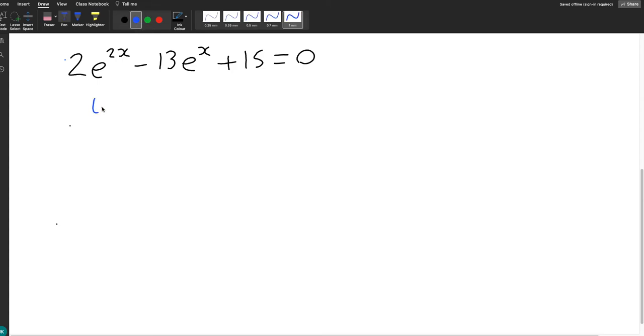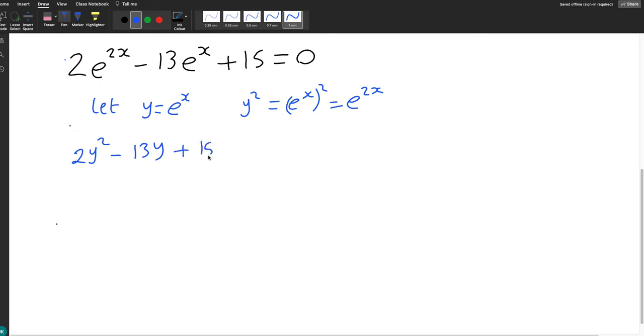If I let y this time equal e to the x, that means that y squared would equal e to the x squared, multiplying the powers, that gives me e to the power of 2x. So I end up with 2y squared minus 13y plus 15 equals 0. I've now got a quadratic which I want to factorize.